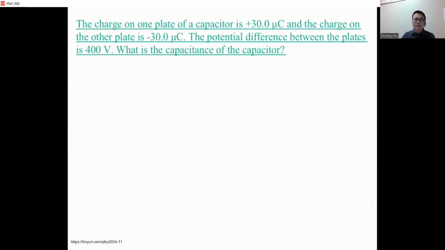Okay, let's take a look at this quick example. It says the charge on one plate of a capacitor is positive 30 microcoulombs, and the charge on the other plate is minus 30 microcoulombs. The potential difference is 400 volts. So what's the capacitance of the capacitor? Okay, so it already gives us the charge Q, 30 microcoulombs, and V is 400. So then capacitance C.